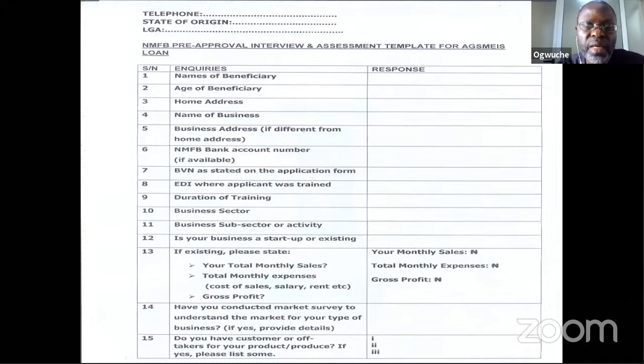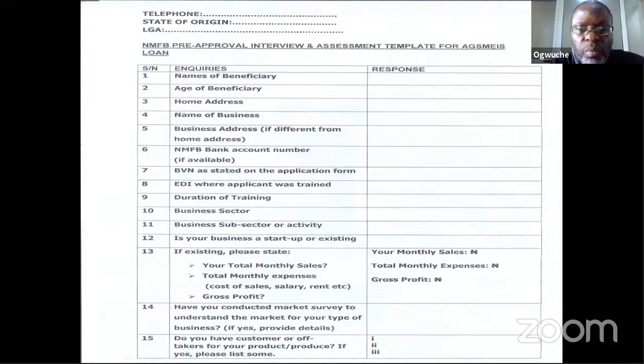Like I said, at the end of this interview process with the bank, you will be given an application form, an account opening form, to complete. When you do that, they'll give you the NMFB account numbers, which you will be expected to complete. If it's available, fill it in; if it's not, leave it blank at that point. But when you complete the DC, you'll be given the form to complete.